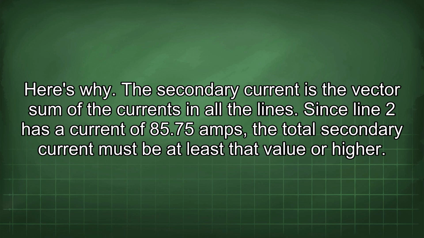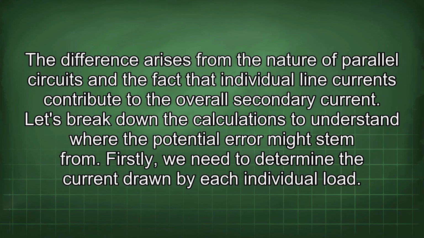Here's why. The secondary current is the vector sum of the currents in all the lines. Since line 2 has a current of 85.75 amps, the total secondary current must be at least that value or higher. The difference arises from the nature of parallel circuits and the fact that individual line currents contribute to the overall secondary current. Let's break down the calculations to understand where the potential error might stem from. Firstly, we need to determine the current drawn by each individual load.